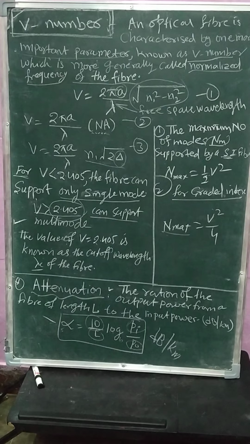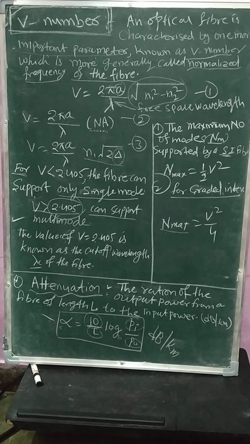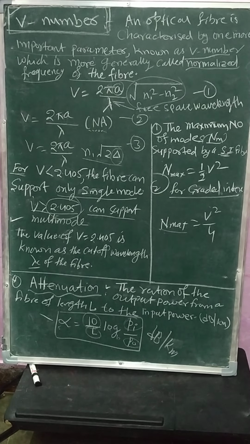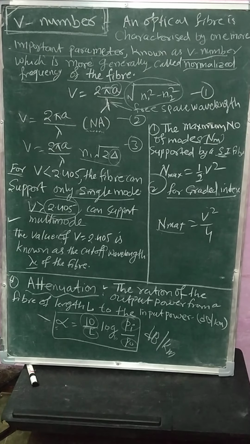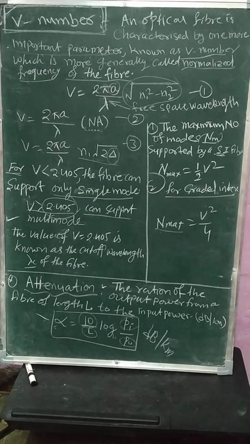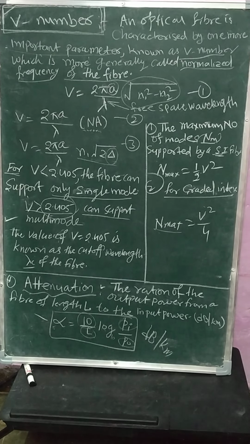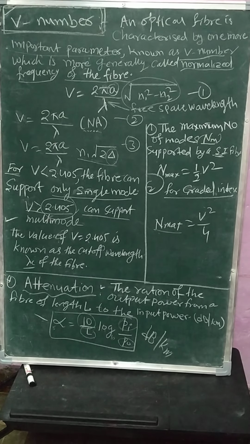Similarly, next is dispersion, basically pulse dispersion. Its unit is nanosecond per kilometer, and it is like a signal overlapping, and I have mentioned it in the notes. Okay, thank you. That completes optical fiber.